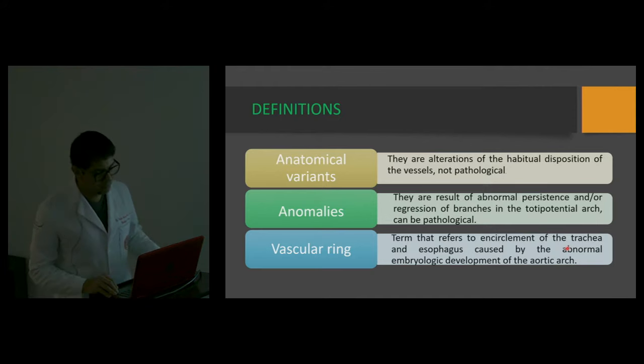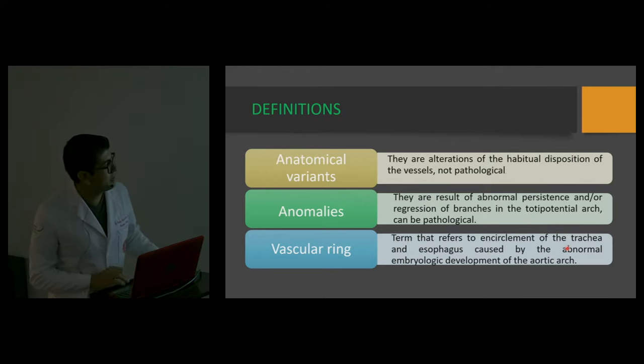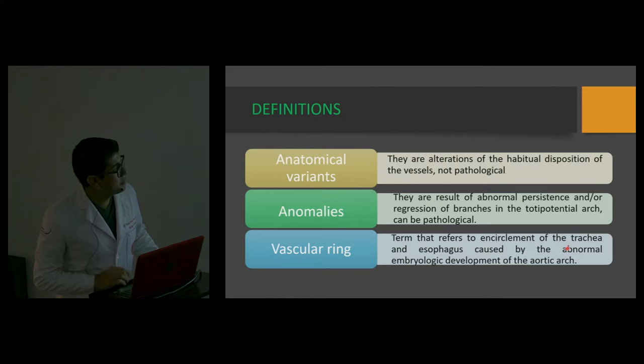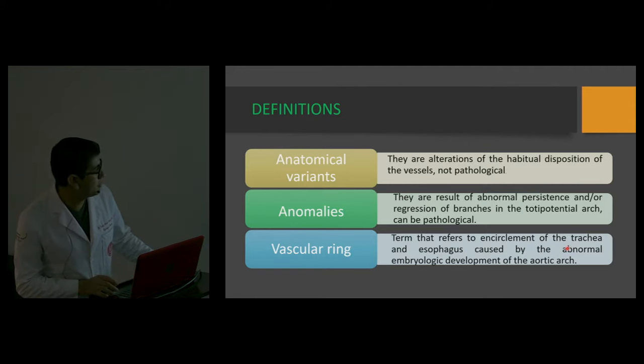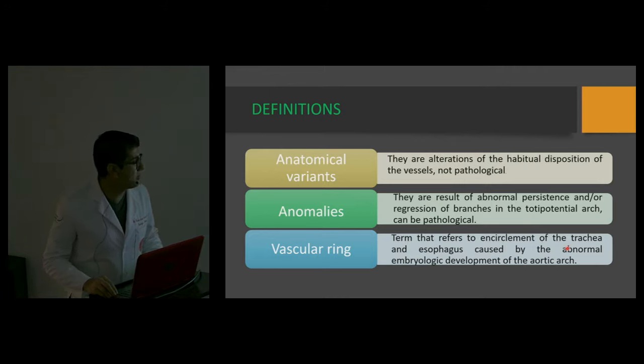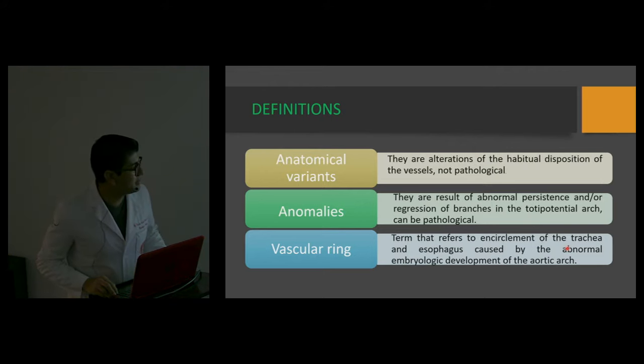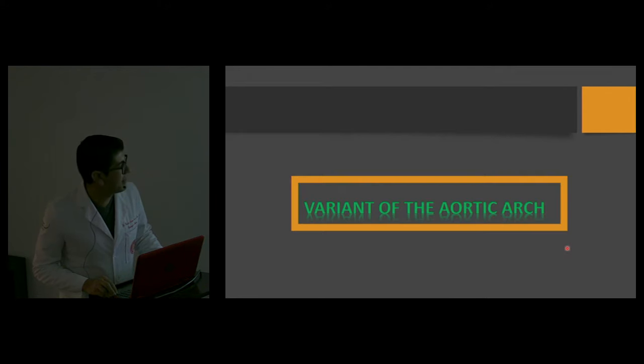Okay, some definitions are important for this class. For example, anatomical variations are alterations of the habitual disposition of the vessels, not pathological. Anomalies result from abnormal persistence and/or regression of branches and of the embryonic arch, and can be pathological. And a vascular ring refers to encircling of the trachea and the esophagus caused by abnormal embryonic development of the aortic arch.